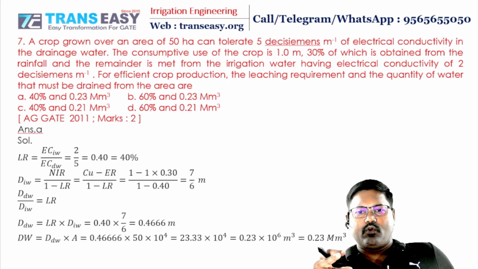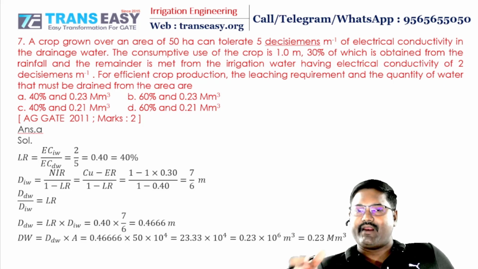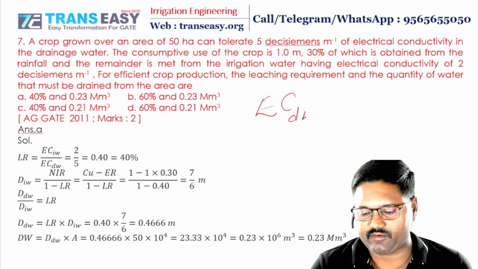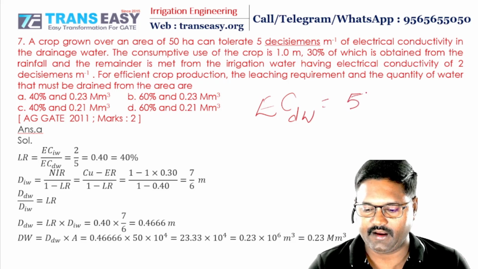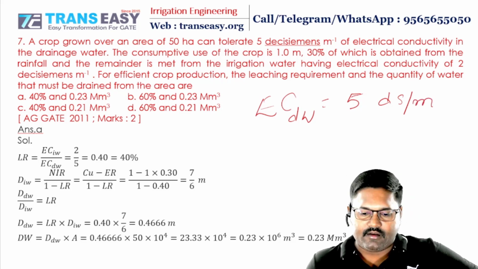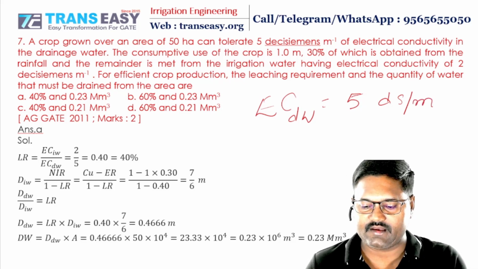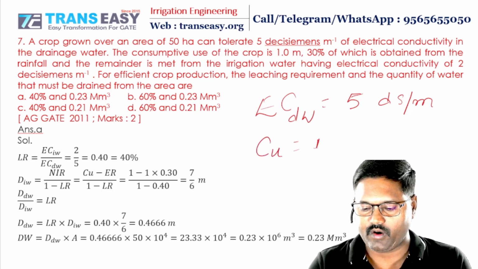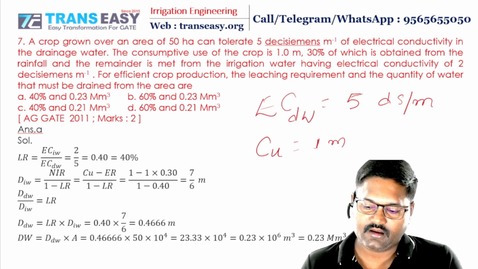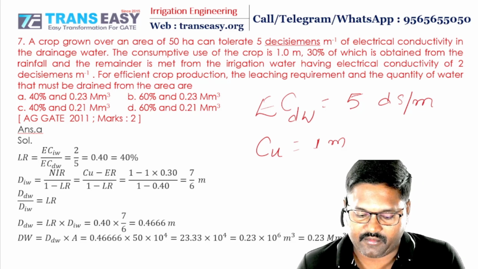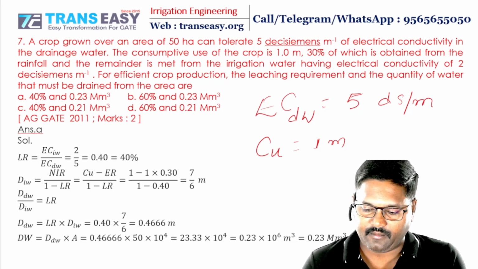So a crop grown over an area of 50 hectare can tolerate 5 decisiemens per meter of electrical conductivity in drainage water. So the electrical conductivity of drainage water is given as 5 decisiemens per meter. The consumptive use of the crop is 1 meter, 30% of which is obtained from the rainfall and the remaining is met from irrigation water having electrical conductivity of 2 decisiemens per meter.